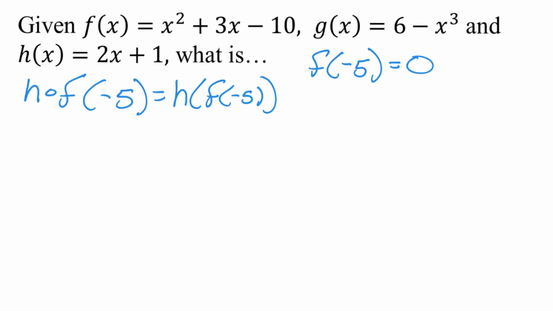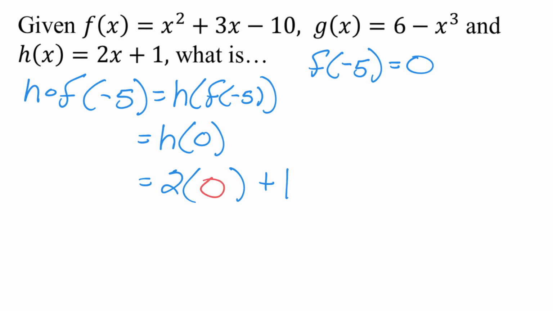And so since f of negative 5 equals 0, then we would write this as h of 0, and then substitute it into the h of x. And so h composed f of negative 5 equals 1.